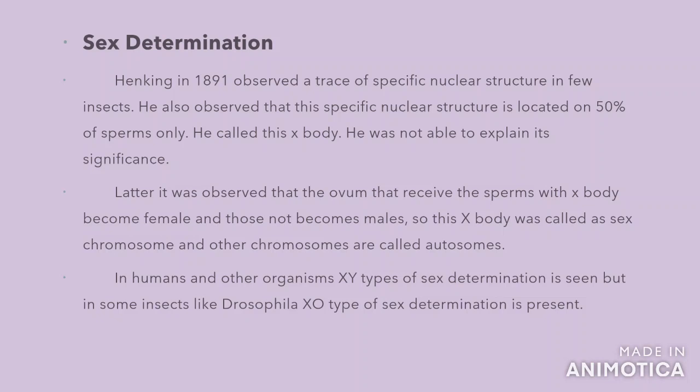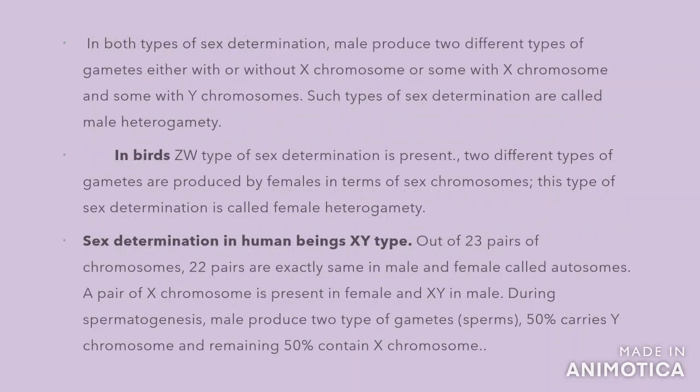In humans and other organisms, XY type of sex determination is seen, but in some insects like Drosophila, XO type of sex determination is present. In both types of sex determination, the male produces two different types of gametes, either with or without the X chromosome, or some with the X chromosome and some with the Y chromosome. This type of sex determination is called male heterogamety.